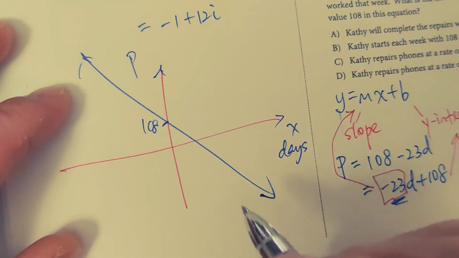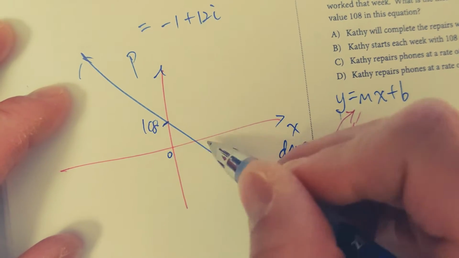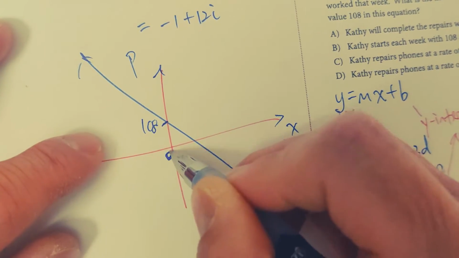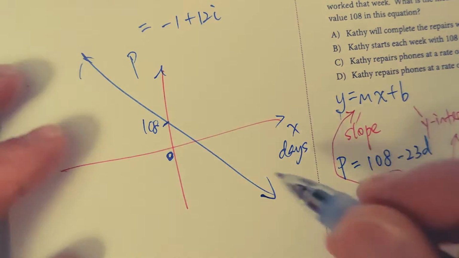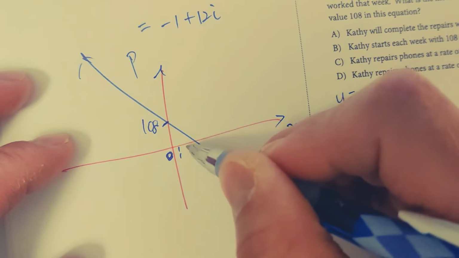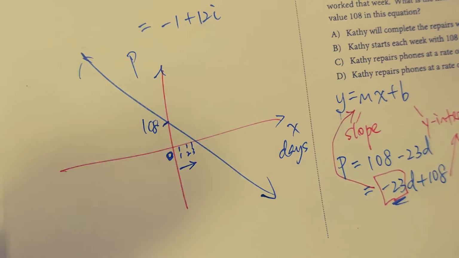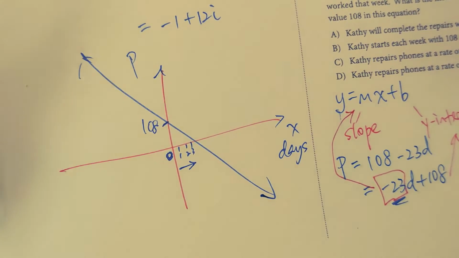Okay, so you can see that when she starts doing her work, 0 on the line means the day that she starts doing her work. For each increased day, she will have repaired more and more phones. In other words, the number 108 will reduce.